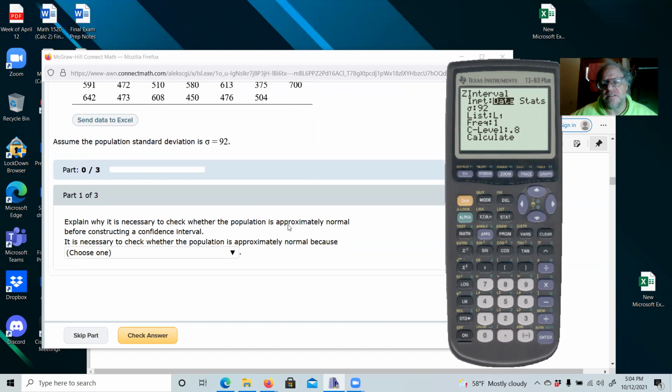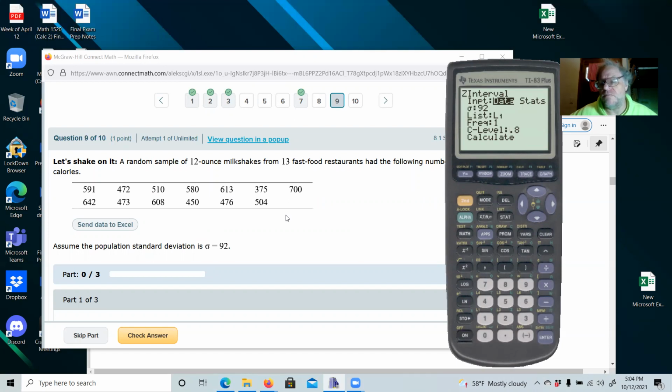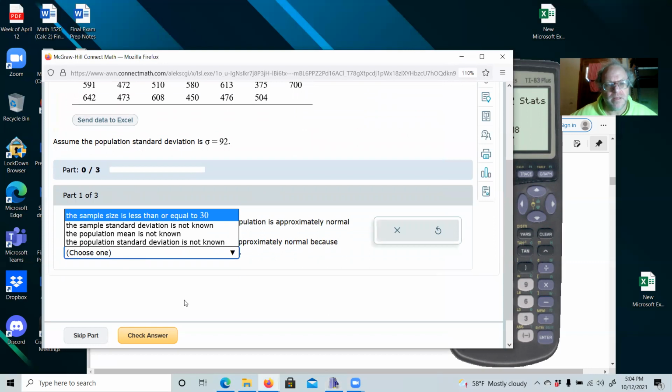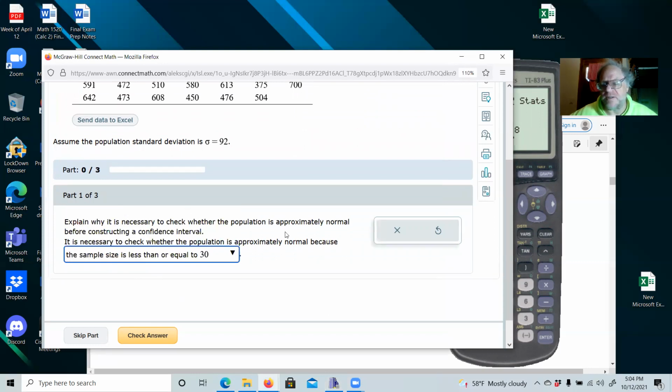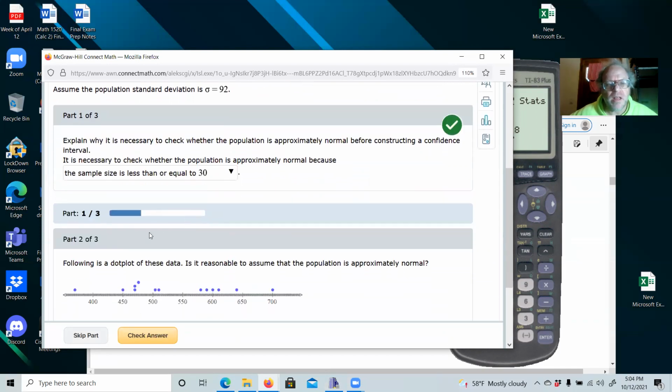Why is it necessary to check to see if the population is approximately normal? Because we have fewer than 30 observations. We only have 13. Okay. So sample size is less than or equal to 30. All right. Seems like a reasonable question.